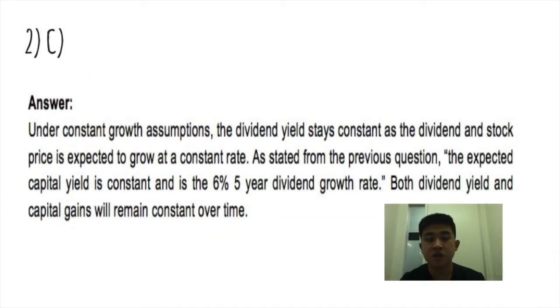Question 2C. Under constant growth assumptions, the dividend yield stays constant as the dividend and the stock price are expected to grow at a constant rate. As I stated in the previous question, the expected capital yield is constant and is the 6%, which is the 5-year dividend growth rate. Both dividend yield and capital gains will remain constant over time.